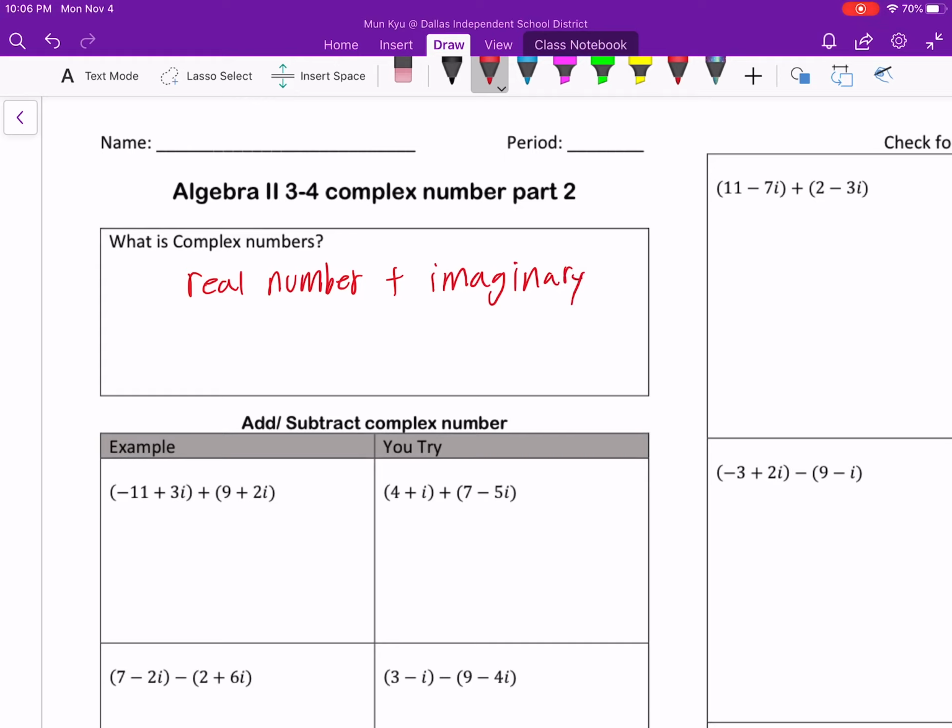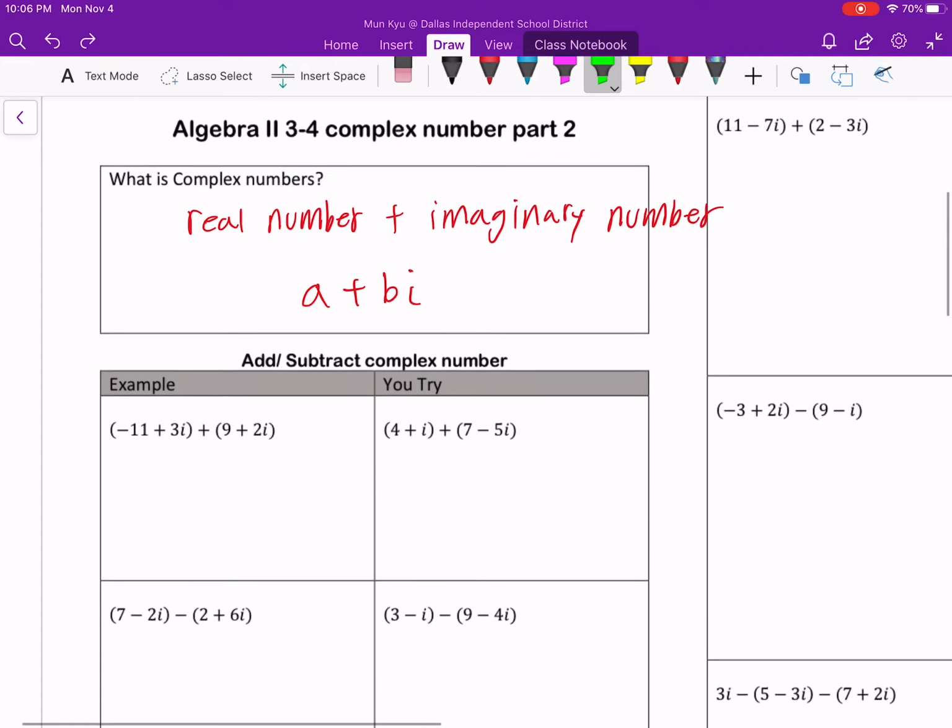So this one should have the form a plus bi, where if you look at this, a is going to be the real component and bi is going to be your imaginary component.